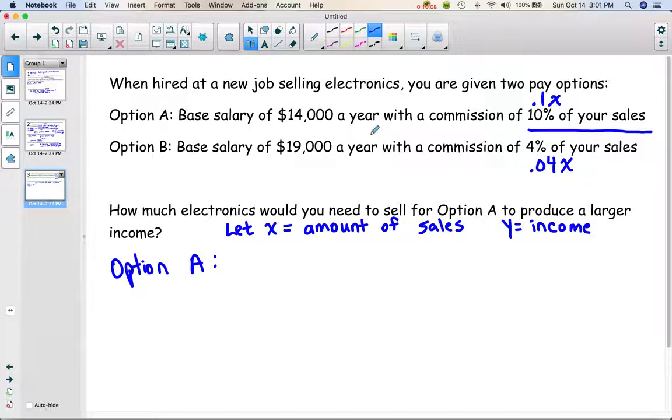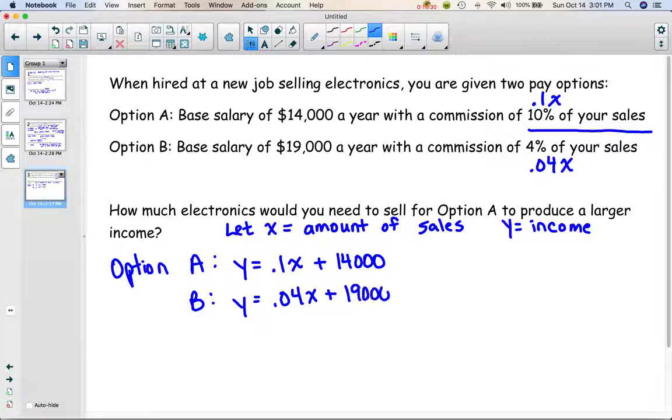So notice that this is a lot like the donut problem. So we would have y equals 0.1x, because that's how much you're going to make from your sales, your commission, plus your salary of $14,000. And for option B, your income would be 0.04x plus $19,000.